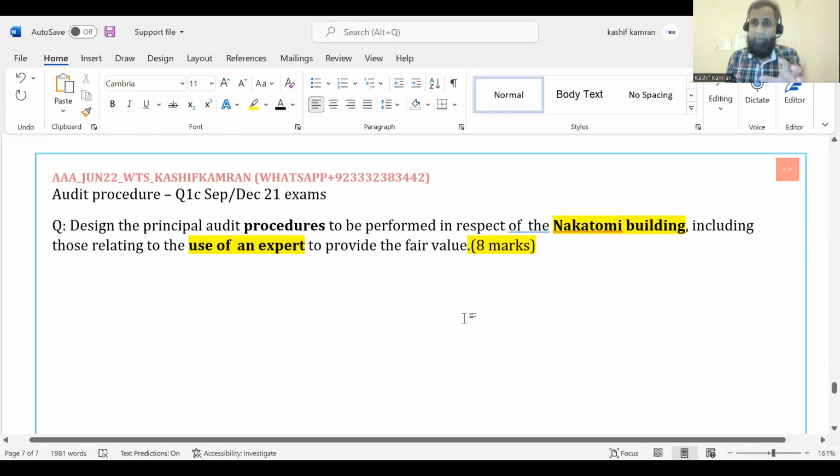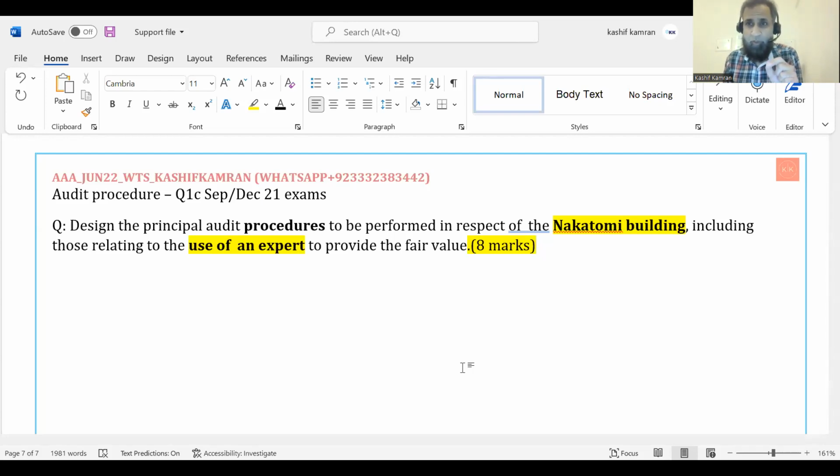Now, I always tell my students that if you need to be good on a procedure, this is what you need to do.